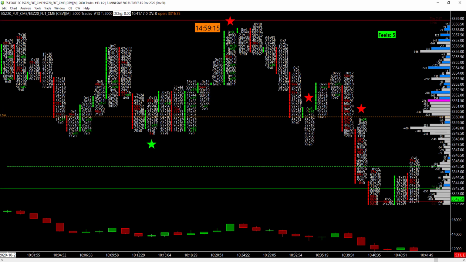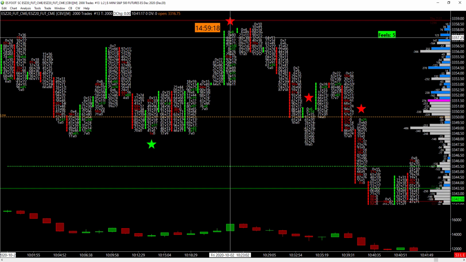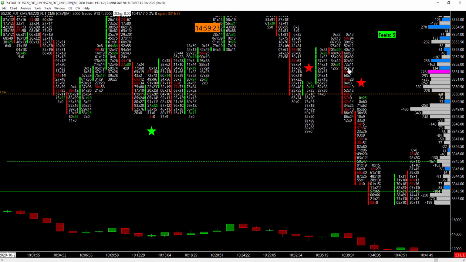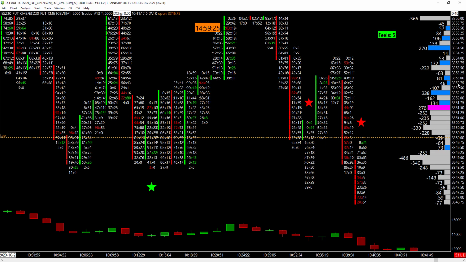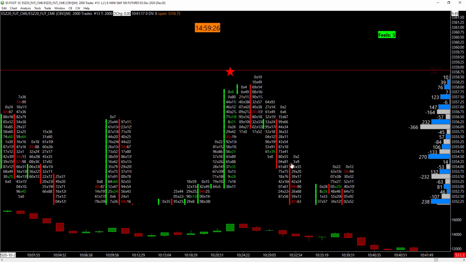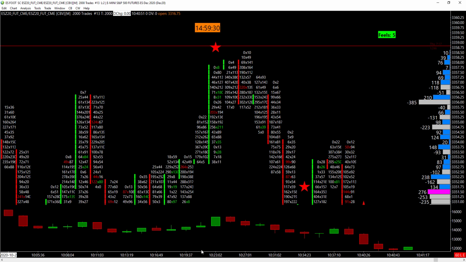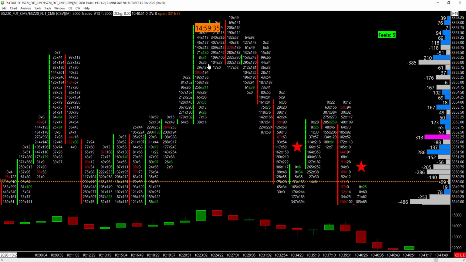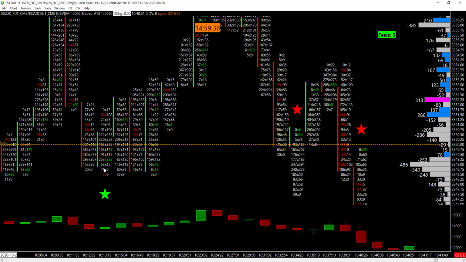You see how at this top right here, you only have contracts trading on one side. I'll zoom in a little more. So you have only contracts trading on the right side. And then on the bottom, you'll have only contracts trading on the left side. That's usually a pretty good indication that stops were hit, and that was it. Nobody else got an opportunity to trade on the other side of the market.